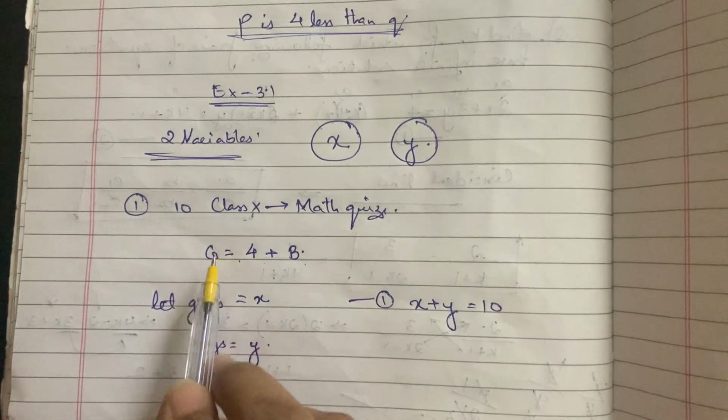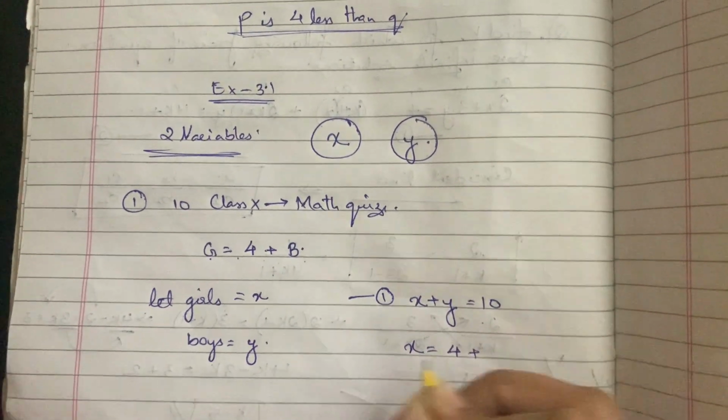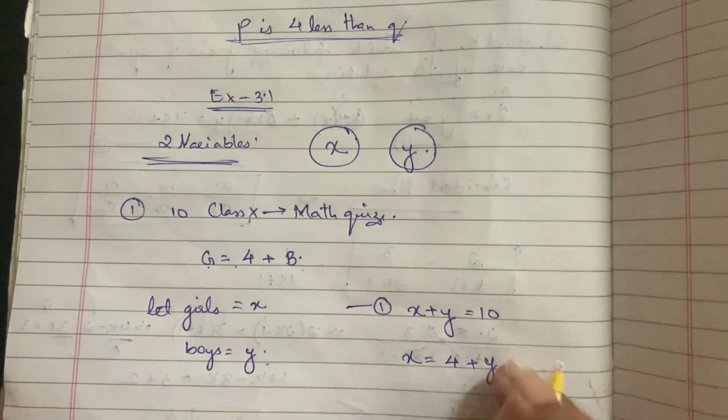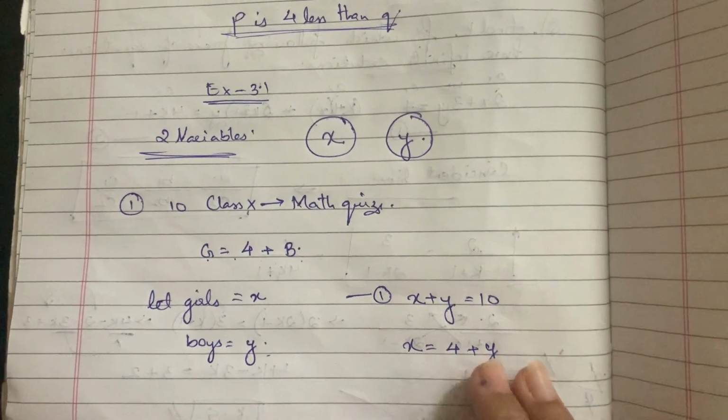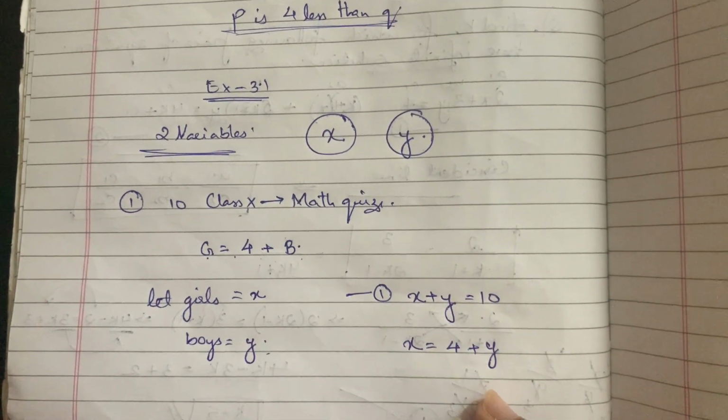I know girls, what did I take? X. So x is equal to 4 more than boys. Boys is y. This is my second equation. But I cannot leave it like this. I have to bring it down, all the variables on one side and constants on the other.